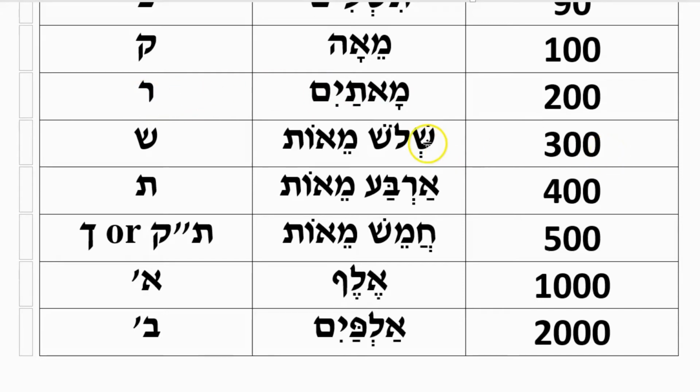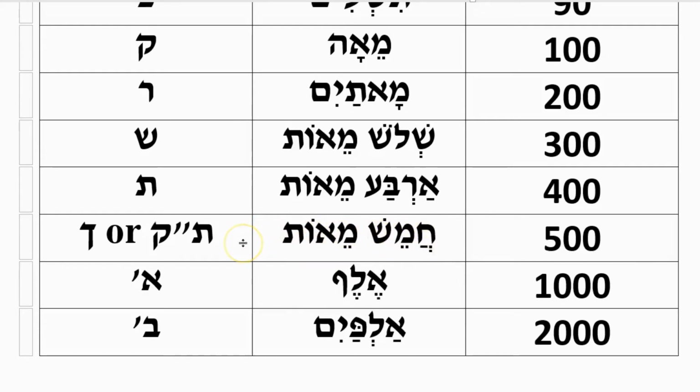300, Shalosh Me'ot, 3 hundreds, and that is written as a Shin. 400, Arba Me'ot, 4 hundreds, 400s, and that is written as a Tav. 500 is written Chamesh Me'ot, 5 hundreds, 500s.